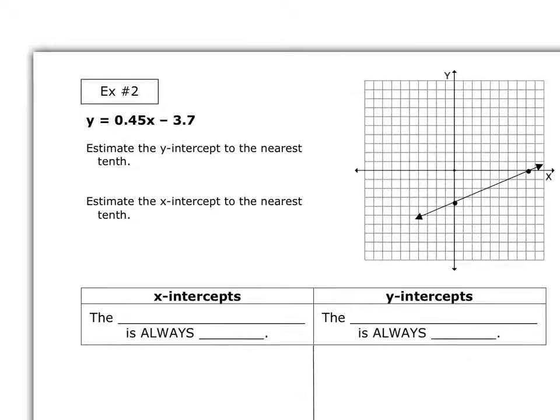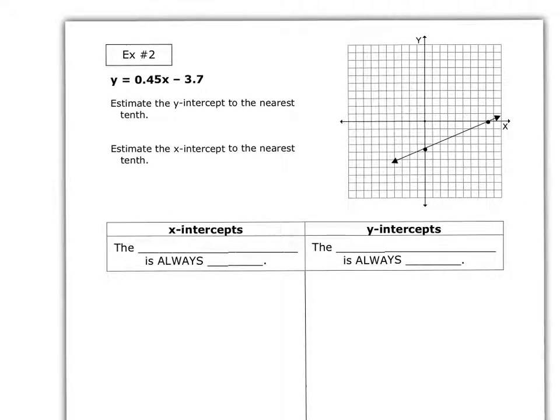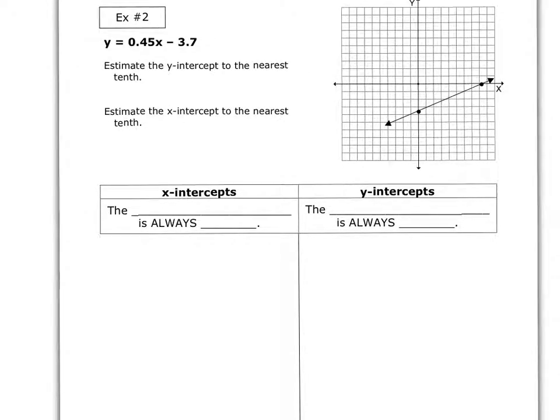All right, let's go ahead and try one more of these. And we're going to go ahead and skip through the estimates, and I just want to get straight to the math here. Okay, so our example number 2, we want to do our x-intercept, and remember the x-intercept, your y-coordinate is always 0. Okay, so let's go ahead and plug that in. We know that y equals 0.45x minus 3.7. We can plug a 0 into y, and we can go ahead and solve for x.